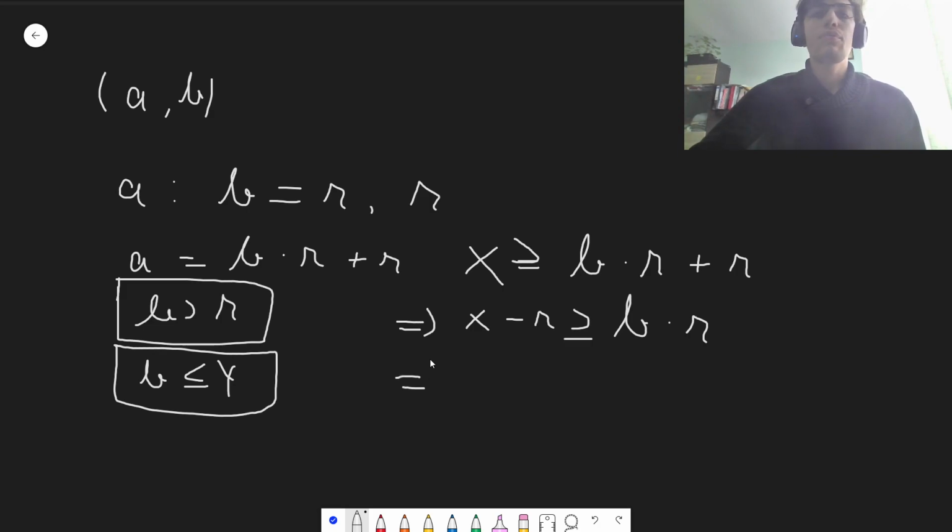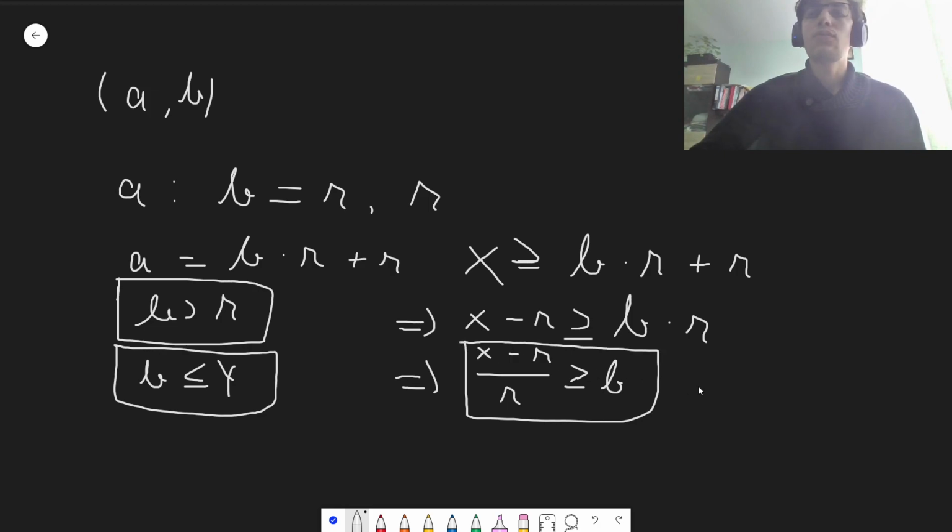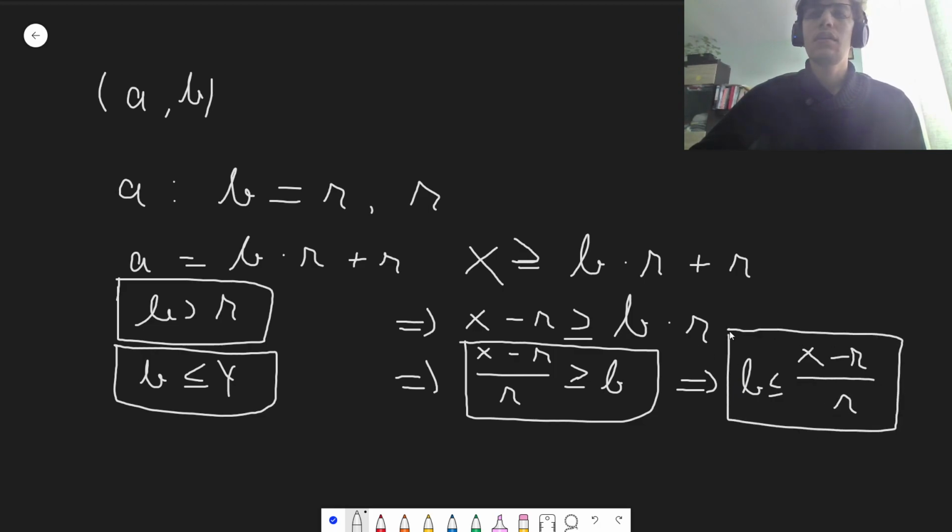And after one more operation, like after moving R to the left side, (X minus R) divided by R is going to be bigger or equal to B. So this is going to be another bound, because we can rewrite it as B has to be smaller or equal to (x minus r) divided by r. So we now found the bounds for b.